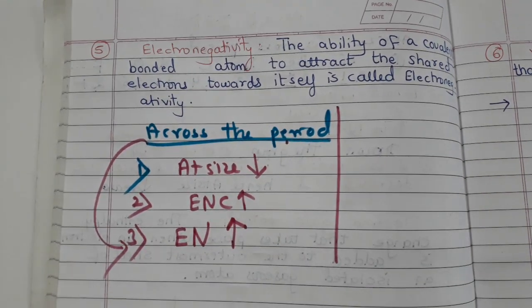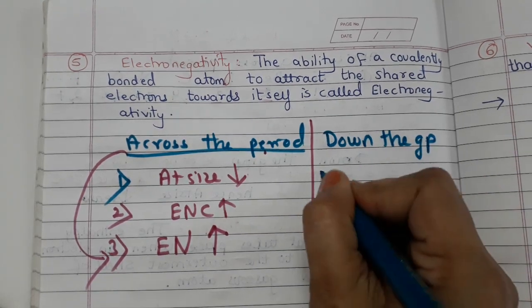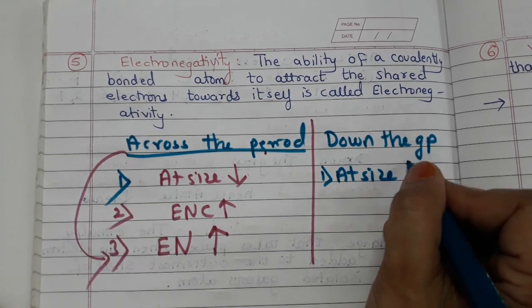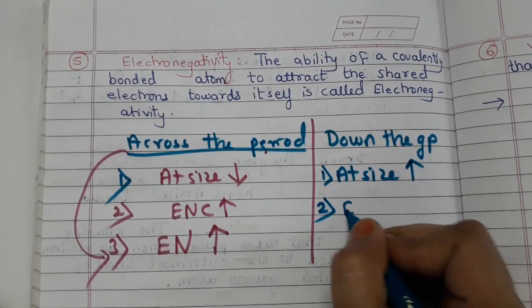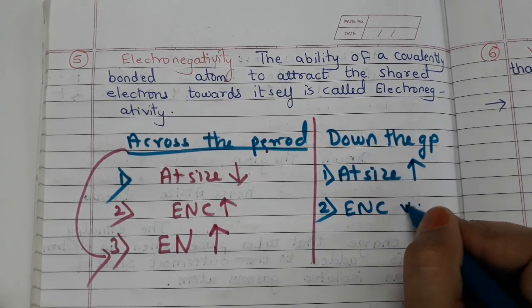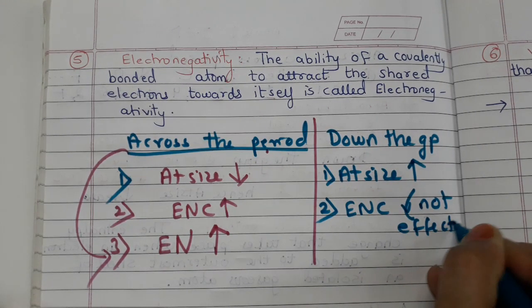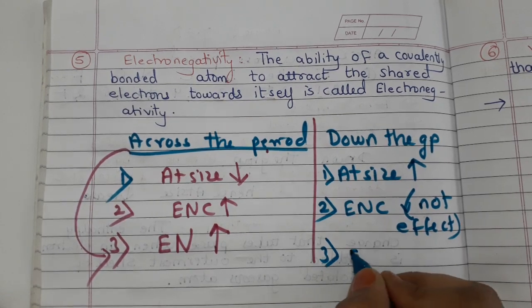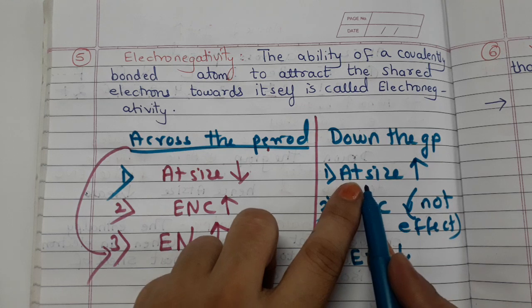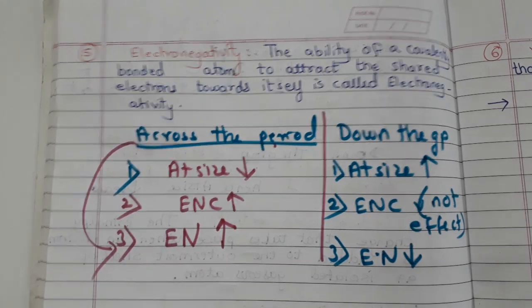Let us write these points over here for down the group. Okay students, down the group what happens? Atomic size decreases or increases? Increases. Second, effective nuclear charge increases, but it is not effective, so I will just write not effective. Third, electronegativity decreases because the distance between the nucleus and the last shell is more. Hence, the tendency to pull the electron goes on decreasing.